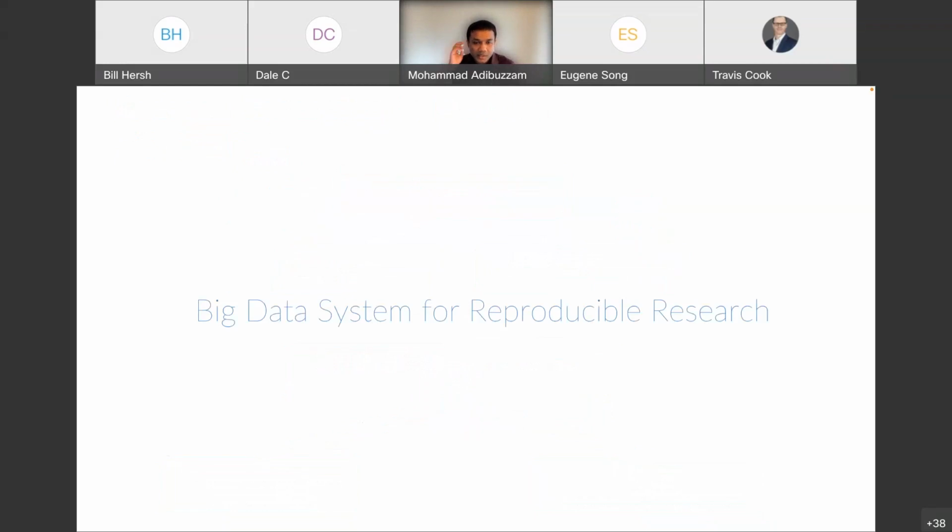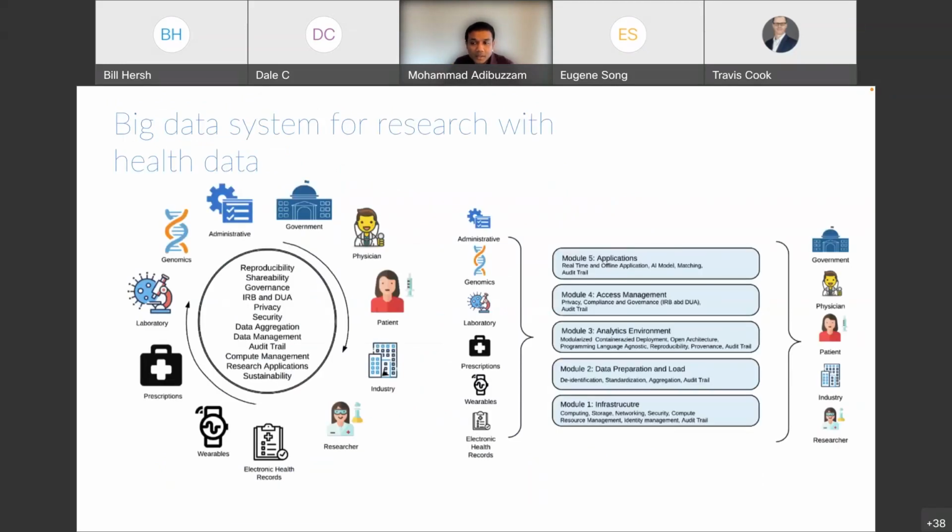So the first area is the big data system for reproducible research. And the idea here is that if we want to develop a cloud system or HPC system that would integrate all these different types of data, like genomics, laboratory prescriptions, electronic health records, wearables, administrative data like insurance claims, and we have many different stakeholders like researchers, industry partners, patients, physicians, and government research agencies, and policymakers as well.